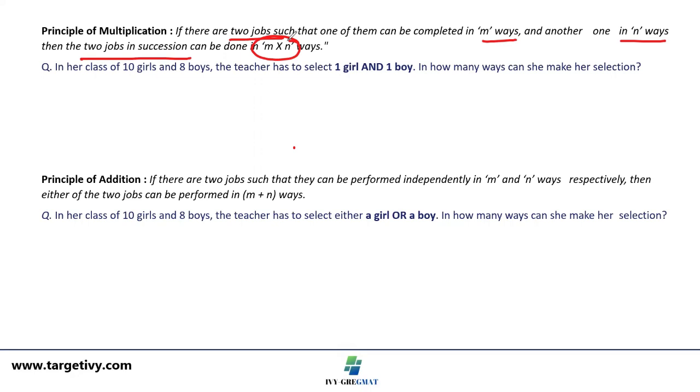Let's take an example. In a class of 10 girls and 8 boys, a teacher has to select 1 girl and 1 boy. So how many ways can she make her selection? Remember, for 1 boy, the teacher has 8 options.